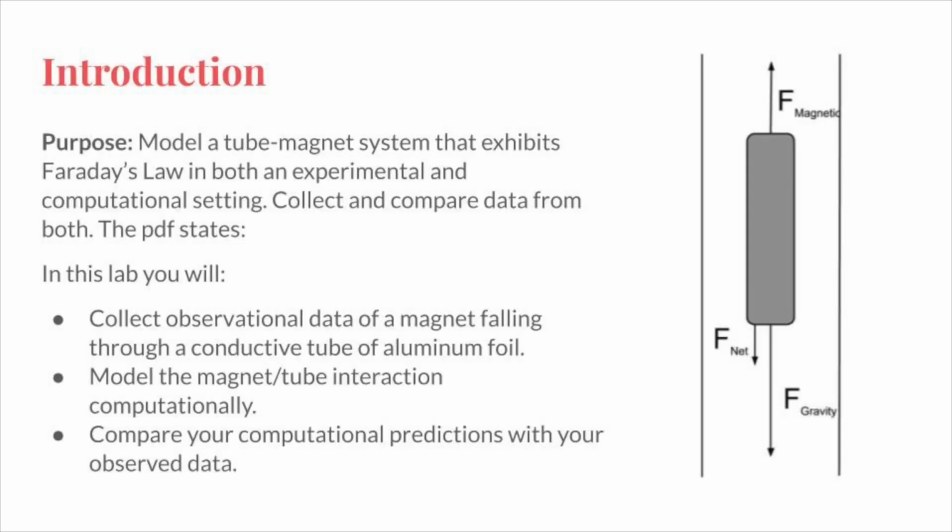The purpose of this lab is to model a tube magnet system that exhibits Faraday's law in both an experimental and computational setting, and to collect and compare data from both. The PDF states that in this lab you will collect observational data of a magnet falling through a conductive tube of aluminum foil, as modeled on the right, model the magnet-tube interaction computationally, and compare your computational predictions with your observed data.